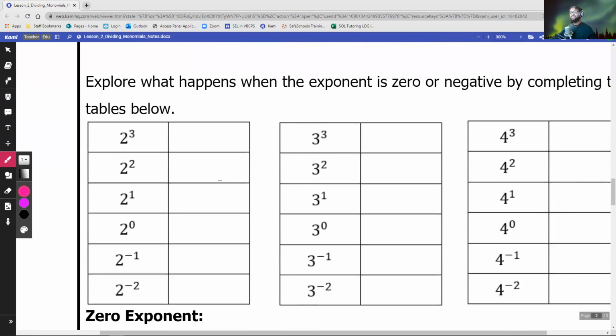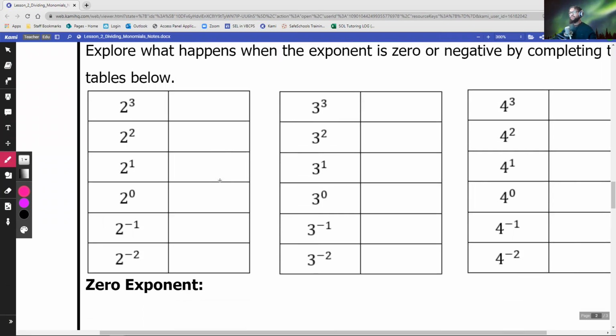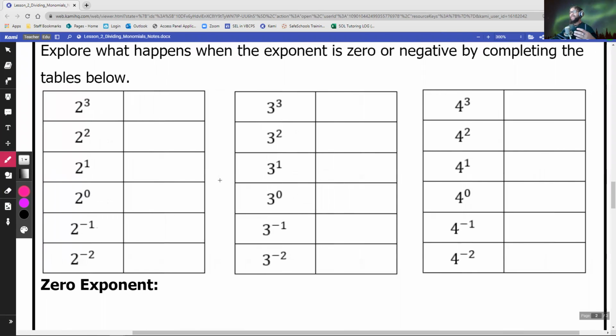All right, so in the next section of the notes, we're going to explore what happens when our exponent is 0 or negative. I'm going to complete one of these tables, and I'm going to ask you all to do the other two, just to help further that idea.